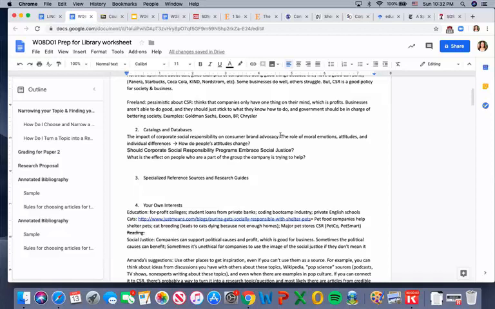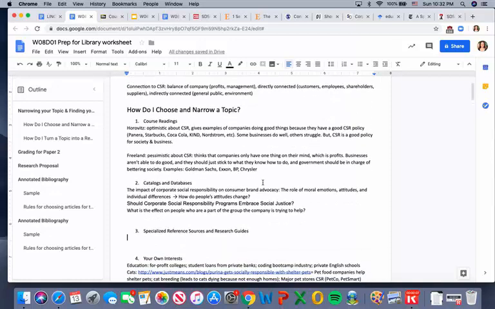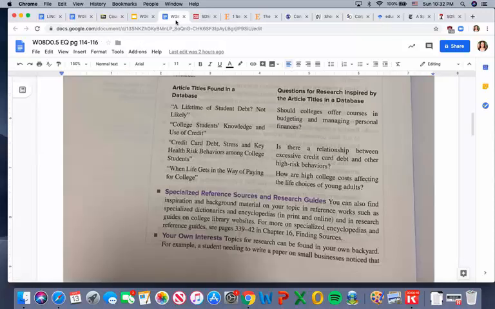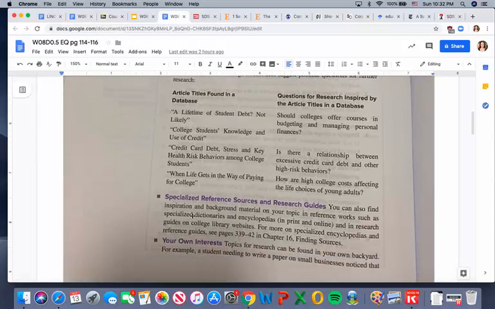All right, so we're on part three of the process of narrowing a topic. And even though right now I feel good about my topic, I still want to show you some of the ideas, some of the ways you can get inspiration. So what we're going to do is look in the book, Engaging Questions, and understand how to use specialized reference sources and research guides.